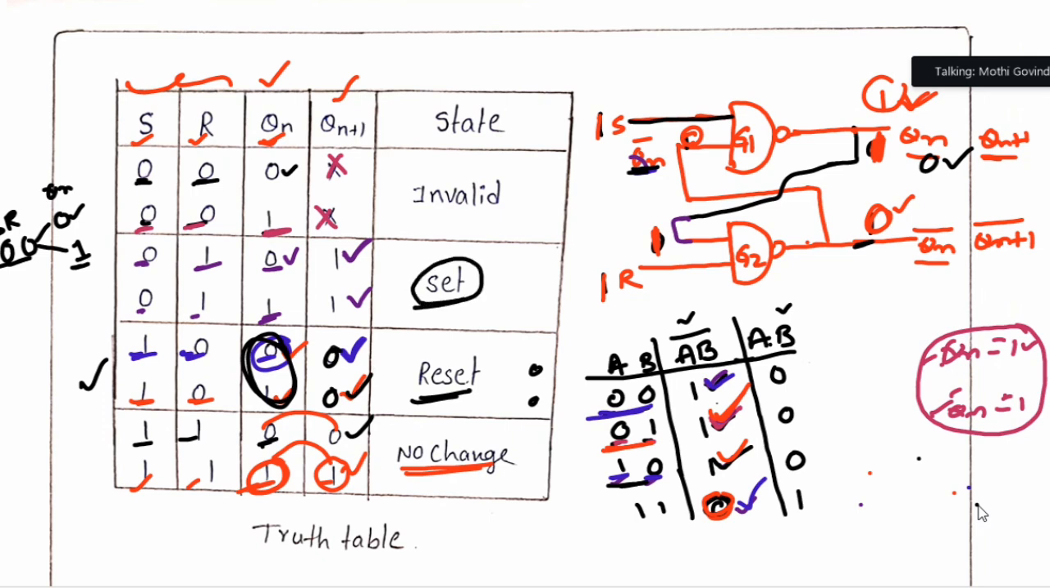Next, this is a set state. So set means 1 1. Set means 1 1. So independent of the past outputs, this is the past output column, no?